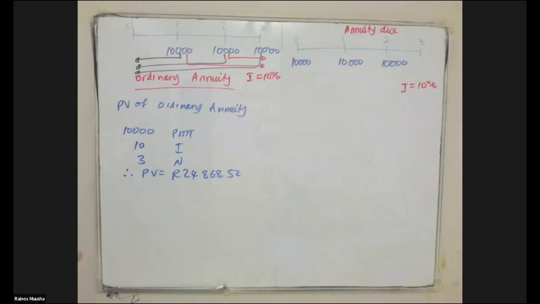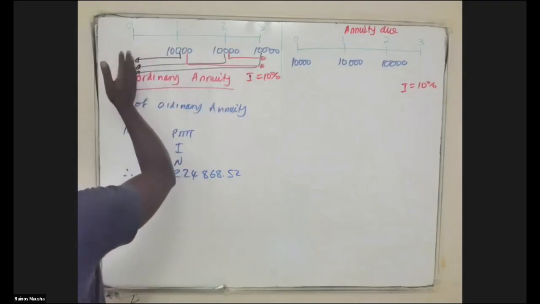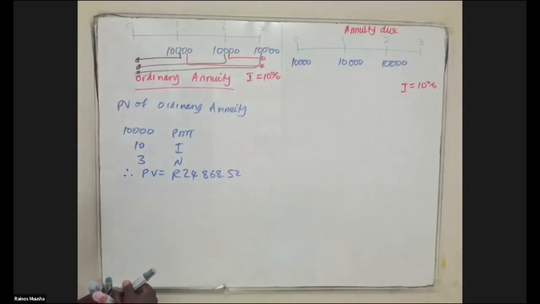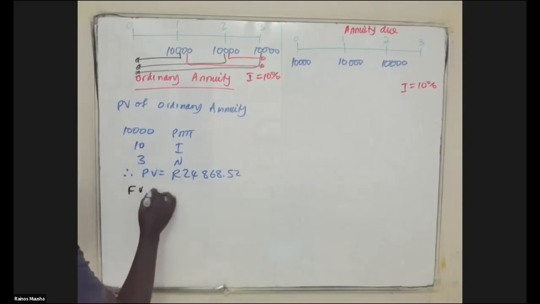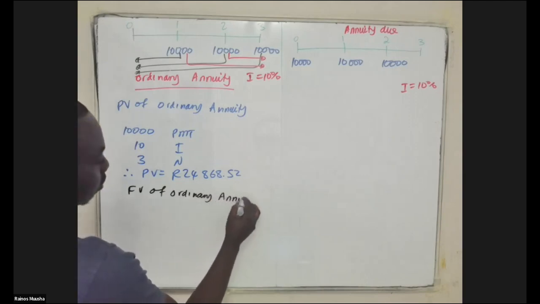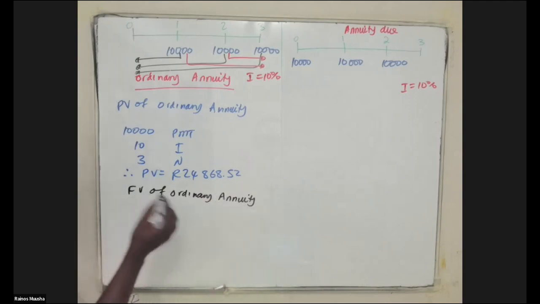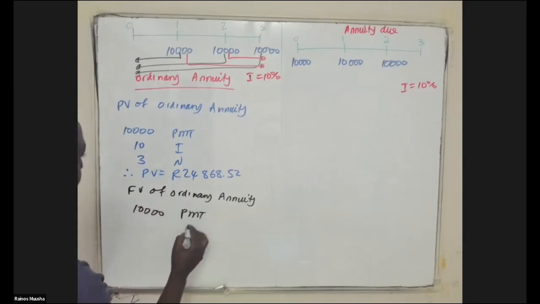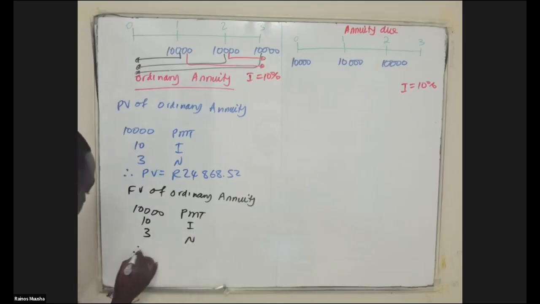Now, apart from finding the present value of the ordinary annuity, you can also be asked to find the future value of an ordinary annuity. So to find the future value of an ordinary annuity, you're going to say, what am I given? 10,000 is my PMT, 10 is my interest, 3 is my number of periods. But now you're looking for the future value. How much would you get as the future value of this ordinary annuity?